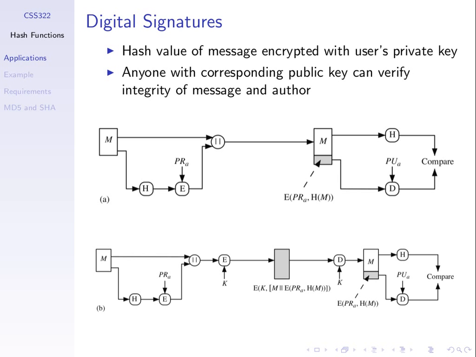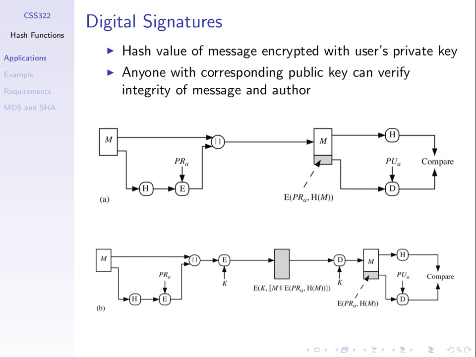So that's why we need the weak collision resistance property for our digital signature. If we didn't have it, the attacker could find a message with the same hash value as the original and simply modify the message, not have to modify this part, and the receiver would be fooled into thinking that it was signed by user A. So we do need weak collision resistance property for digital signatures.